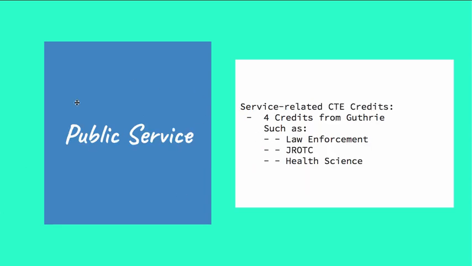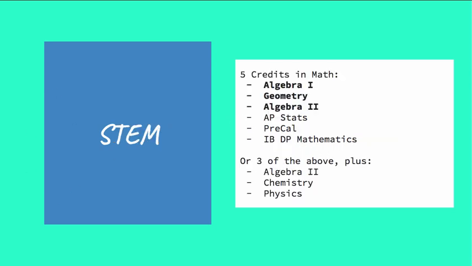Public service, this is the hardest one to get here at our school because you have to go to Guthrie to earn that one. And then we have STEM, so a lot of our students get this. You can earn this a couple different ways. You could earn it through math, and you have to have these 3 credits plus 2 more of these, or you do 3 of these credits plus these 3, right?